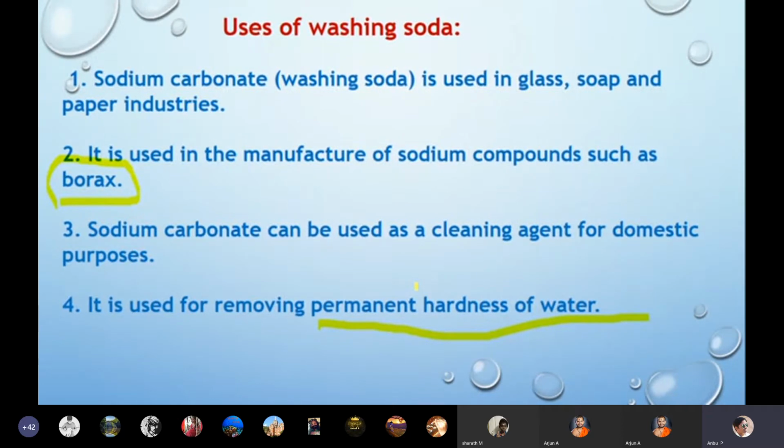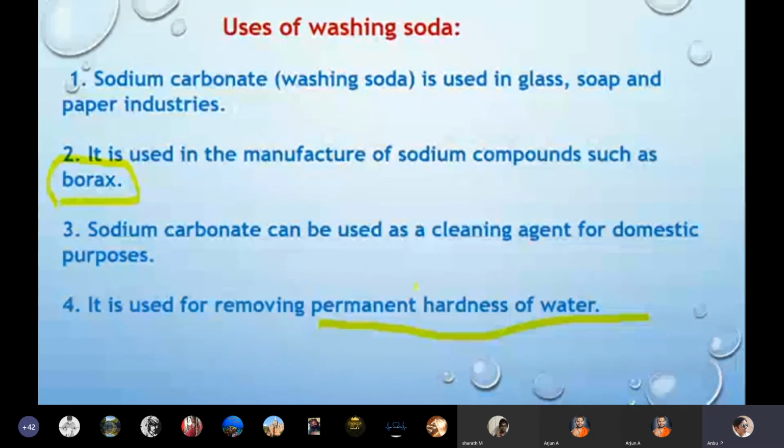Can you give an example of soft water? Very simple: rainwater, tap water, and groundwater. What we use in our day-to-day activities is soft water. Yes. And distilled water also is a soft water.